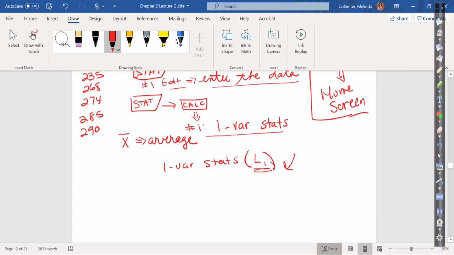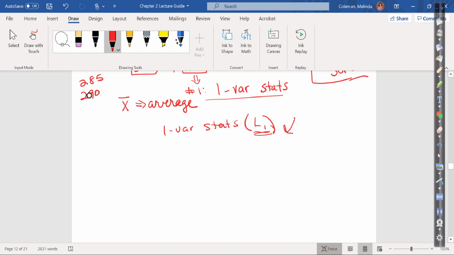Play with your calculator until you get to know it well. That wraps up section 2.3.